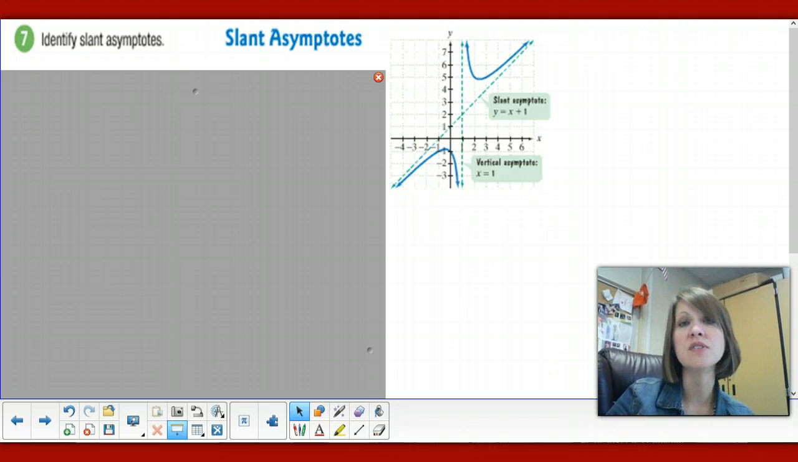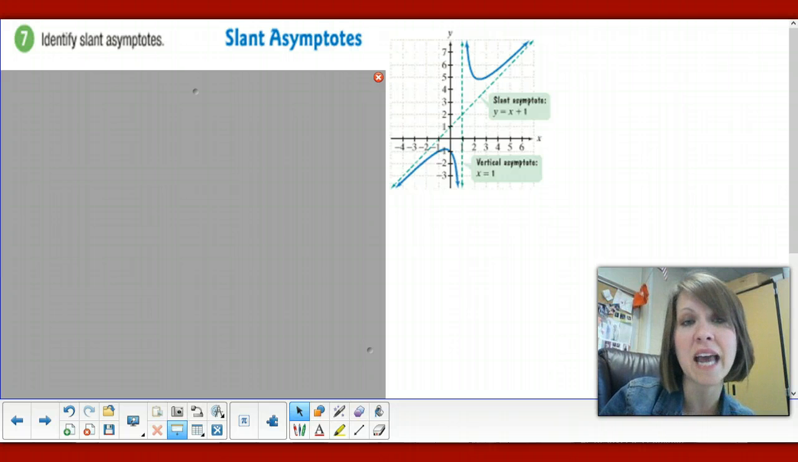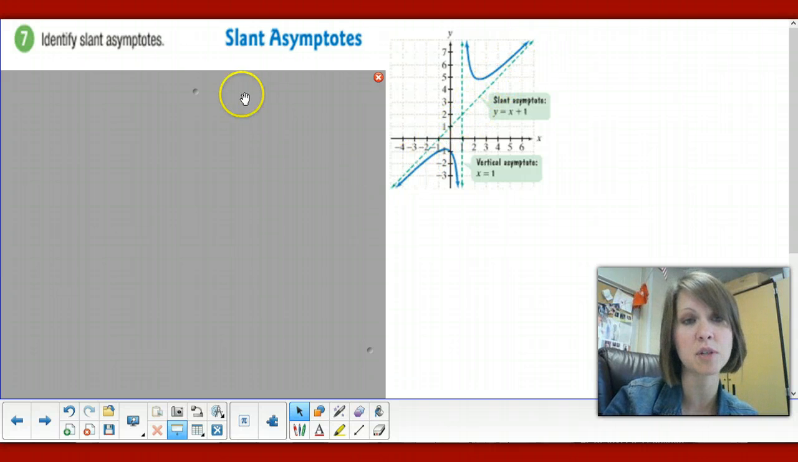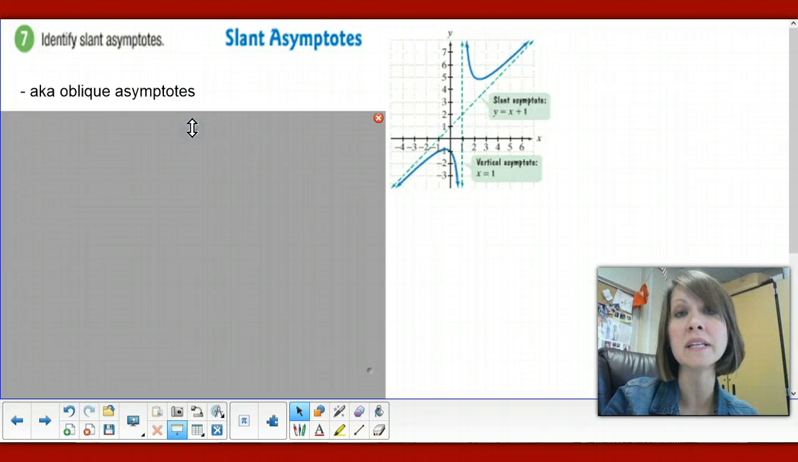Objective 7 is identify slant asymptotes. I wanted to show you here with the picture what a slant asymptote even looks like. Notice this is still the vertical asymptote right there where x is equal to 1. But we also have a slant asymptote, that is a diagonal asymptote. It's also called an oblique asymptote. You'll see that in some books or websites.